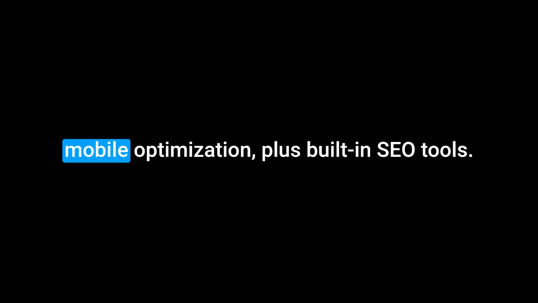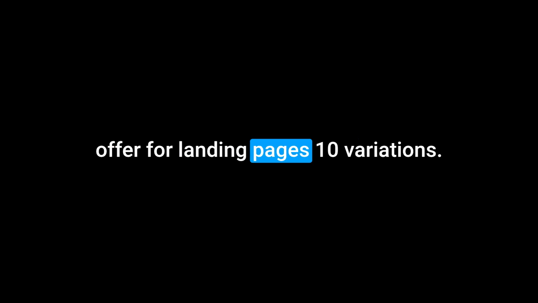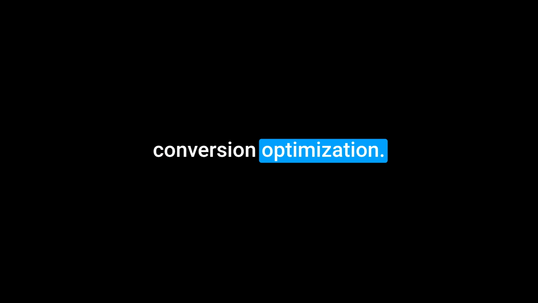Their landing page creator is a powerful drag-and-drop builder with over 200 templates, a dedicated mobile workspace for precise mobile optimization, plus built-in SEO tools. And here's another key difference. You can A/B test landing pages with up to 10 different variations to find the highest converting one. That gives you deep optimization capabilities that Constant Contact just doesn't offer for landing pages. 10 variations. That's a huge advantage for conversion optimization.